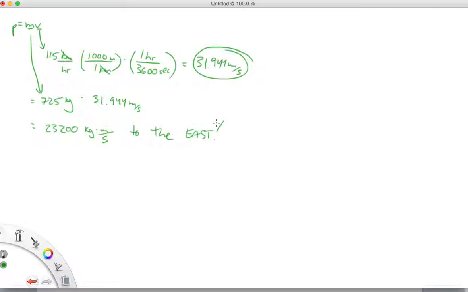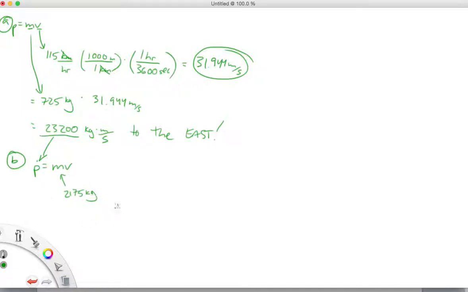Now B says a Hummer with a mass of 2,175 kilograms is moving with the same momentum. What is the Hummer's velocity? Okay, so the momentum for this is part A. Let's do part B. For part B, we know that this is the momentum right here, and we also know the mass, 2,175 kilograms. So we want to know what the velocity is. We know this is the formula right here.